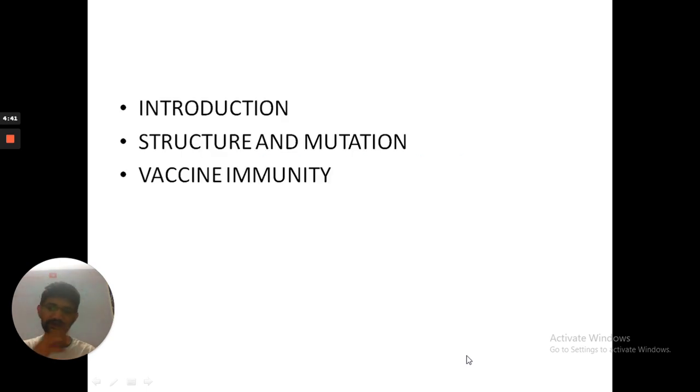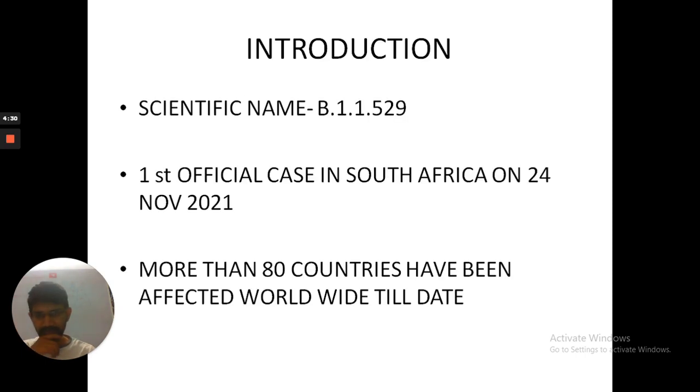We'll be discussing this topic under three headings: introduction, structure of Omicron, and mutation of Omicron compared to the original Wuhan strain, and regarding the vaccine immunity or vaccine efficacy. The scientific name is B.1.1.529, and the first official case, as you all know, was seen in South Africa on 24th November 2021. Until date, more than 80 countries have been affected so far, and slowly it is replacing the Delta variant. So as you can see, its transmissibility and infectivity are very high.